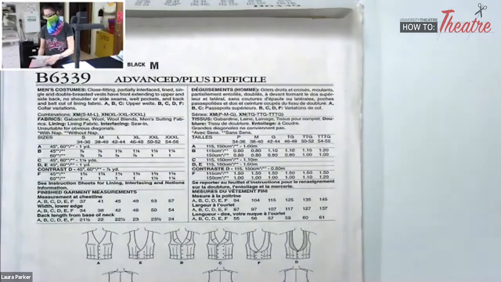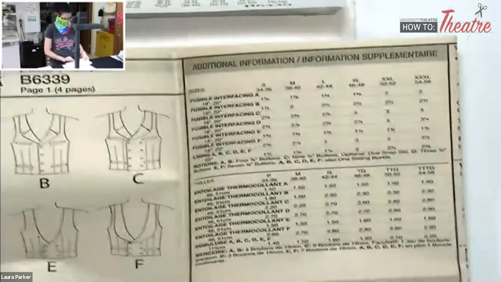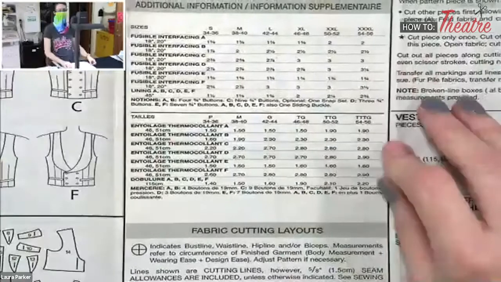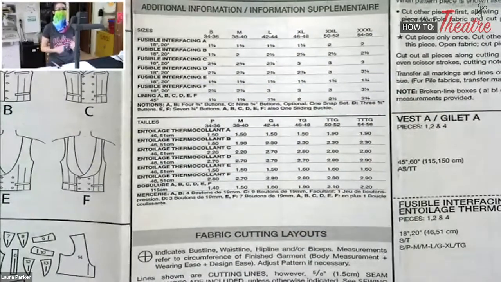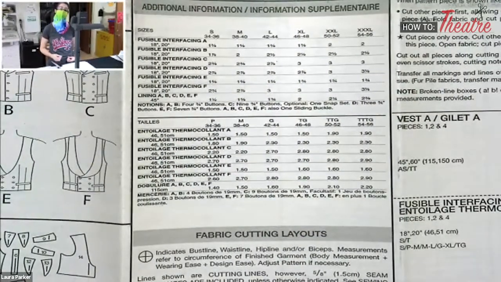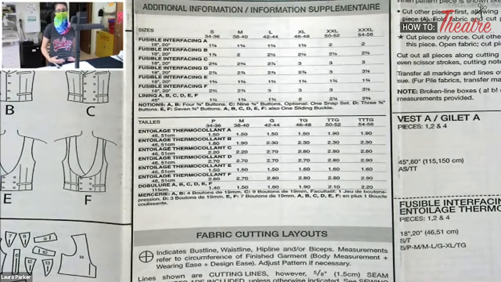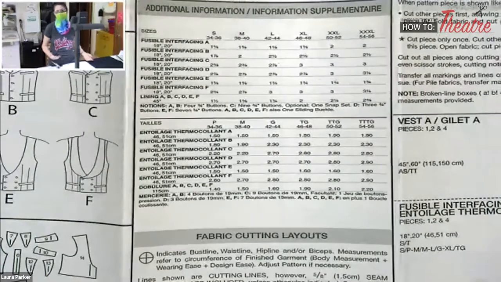The one thing that we need to be really aware of as we're working our way through these patterns is the concept of ease. Ease is kind of the extra space that a pattern company is putting into a garment to make sure that the garment fits the body properly. Some garments are meant to be very, very close fitting and form fitting. Some garments are meant to be a little looser, depending on the style and also on personal preference.